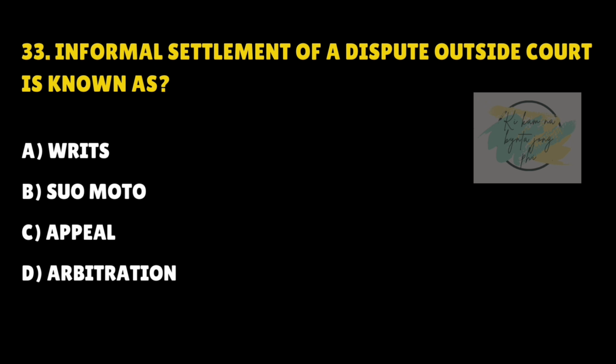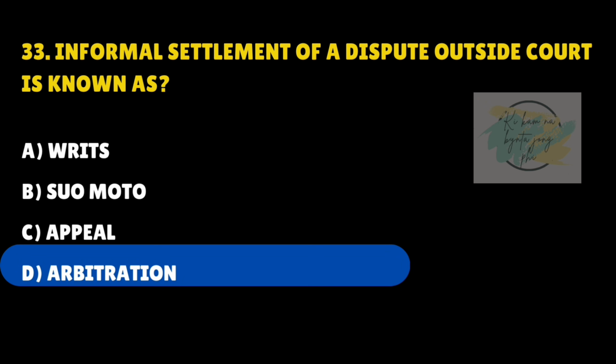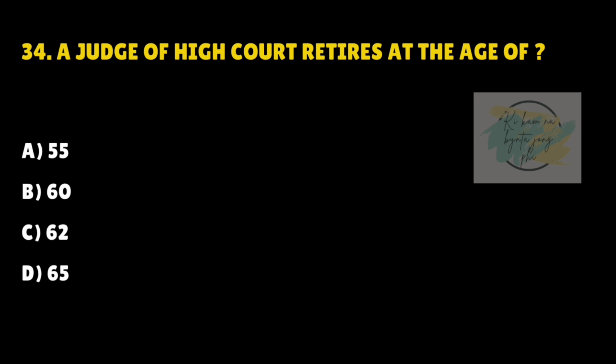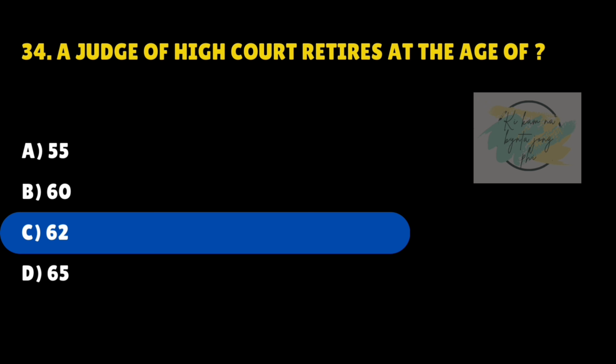The informal settlement of a dispute outside court is known as? Answer is D. Arbitration. A judge of a High Court retires at the age of? Answer is C. 62.